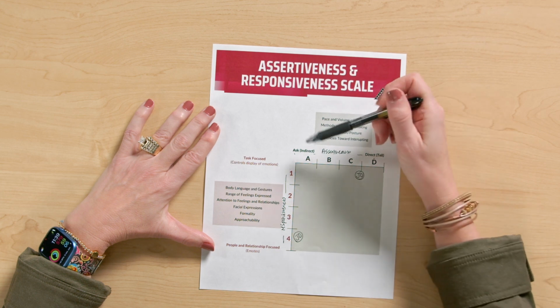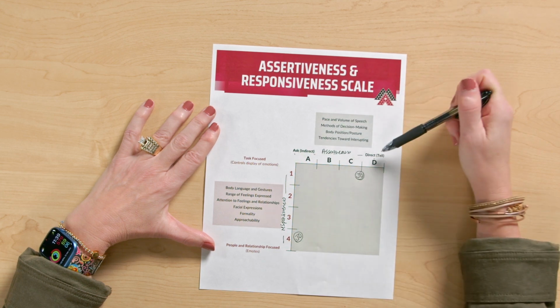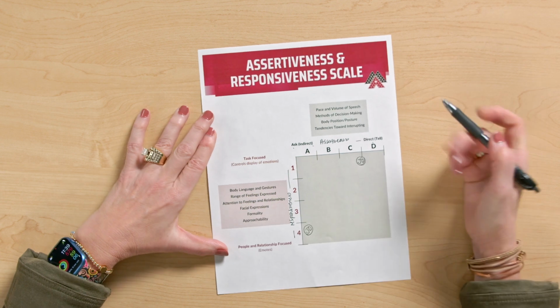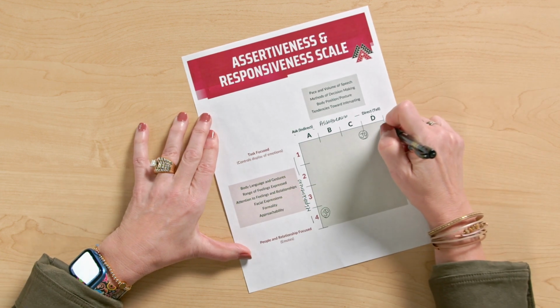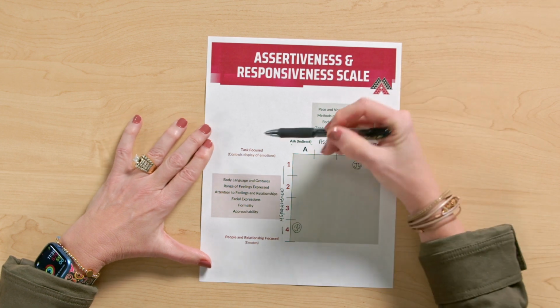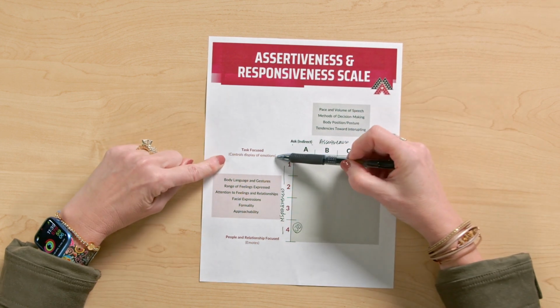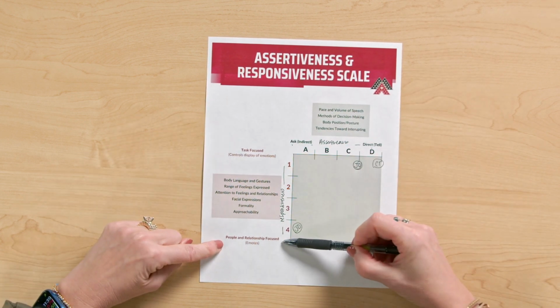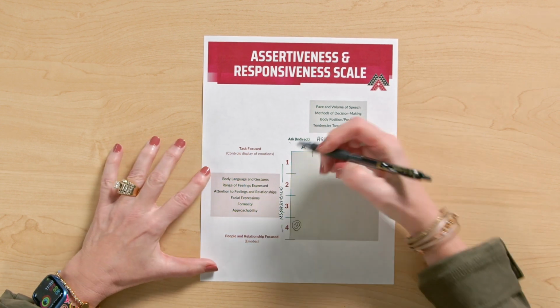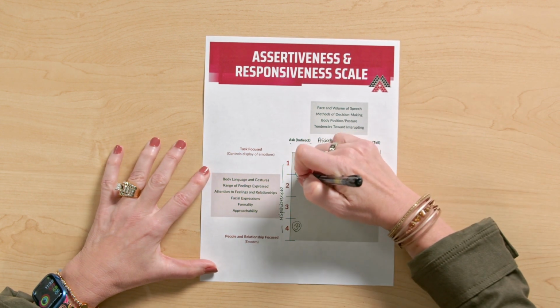And I'm going to think about where I would place this individual on the assertiveness scale. Remember, this is, do they ask or do they tell? Are they indirect or are they direct? This individual is probably off the charts when it comes to direct. Then when I think about, is that individual task-focused or people and relationship focused, where does he fall on this scale? Definitely down in this area.